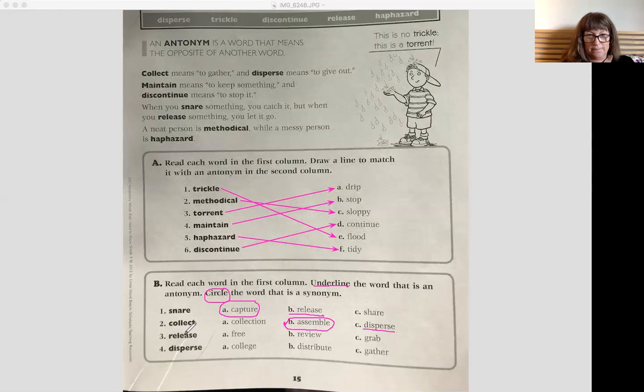All right, release. Let's go back up here to the top. When you snare something, you catch it, but when you release something, you let it go. So release, let's see. What's the opposite of release? To snare it or to free, to review, or to grab. I think it's to grab it. And the synonym is to free. I did that wrong. We are supposed to, oh my goodness, underline the antonym. The antonym of release is to grab, and the synonym, the word that means the same, is free.